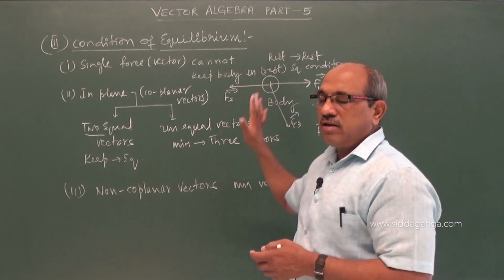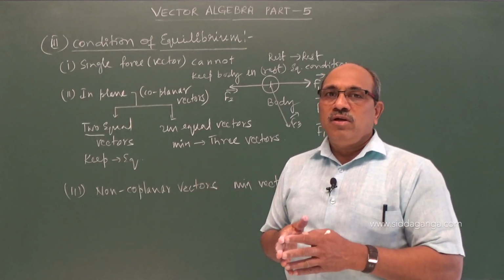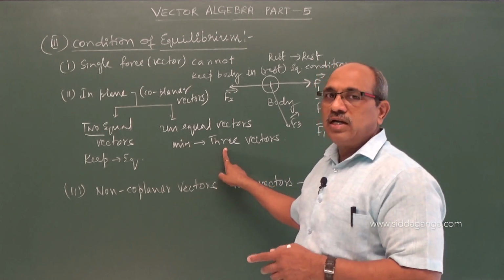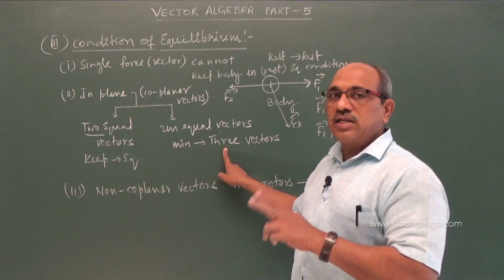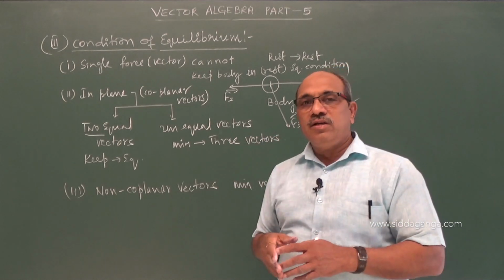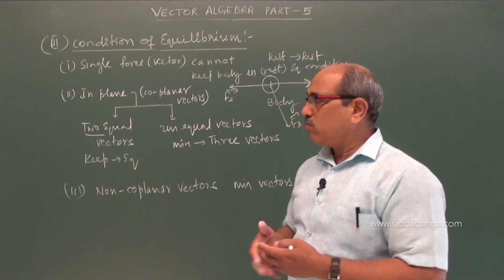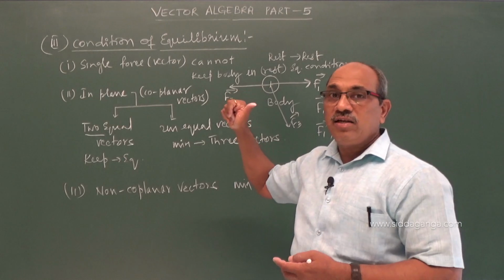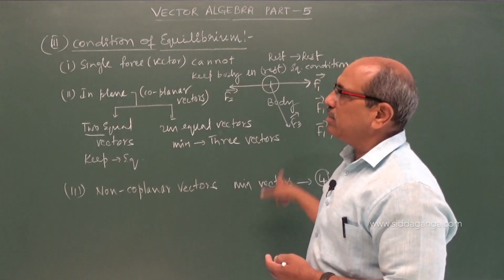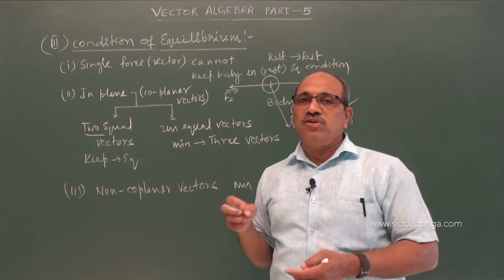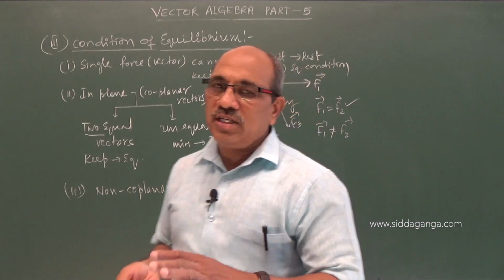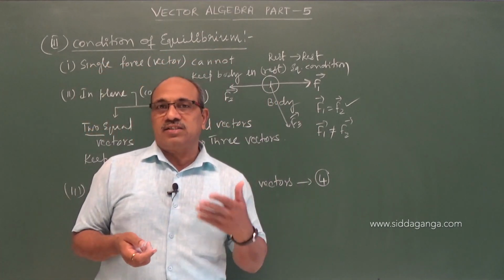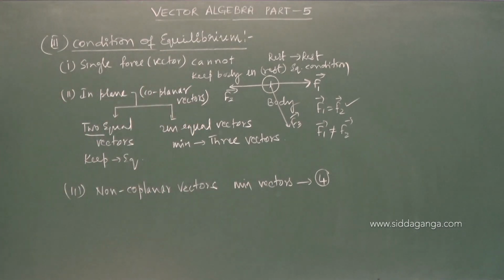If they are coplanar but of unequal magnitude, the minimum number of vectors required is 3. With 3 vectors, we can try to bring the body to equilibrium. If the forces are non-coplanar, not in one plane, with one of them out of plane, then we need a minimum of 4 vectors to keep the body in equilibrium. I first brought this knowledge to you, and we studied a little about the equilibrium condition while discussing vector addition, the triangle law.